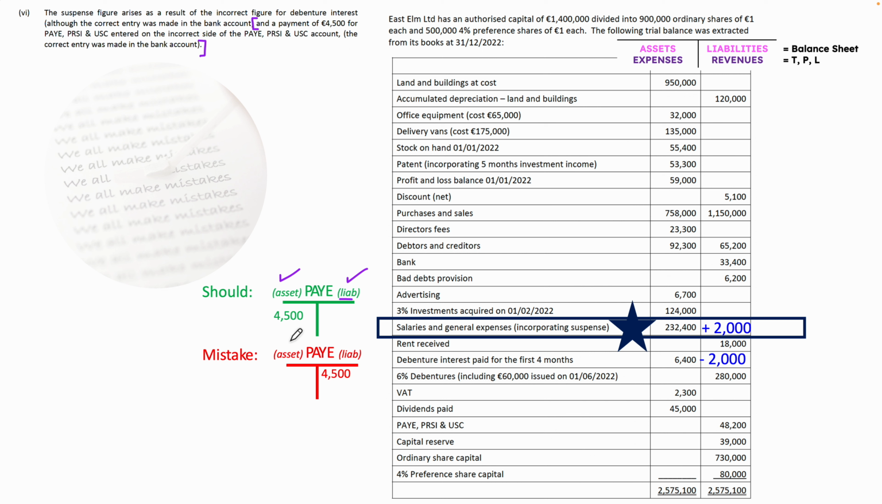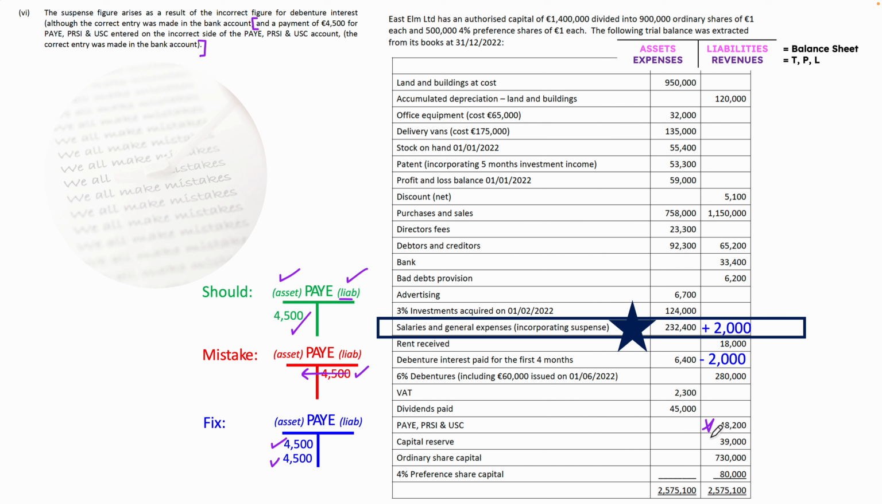What happened was that it went on the incorrect side, so it went on the credit side. So 4,500 went into the credit side. For us to fix that, we'll have to originally put in the original 4,500 that should have gone in. And to correct that 4,500, we will have to put the 4,500 on the debit side as well. So that's 9,000 that would have to go on the debit side of the PAYE account.